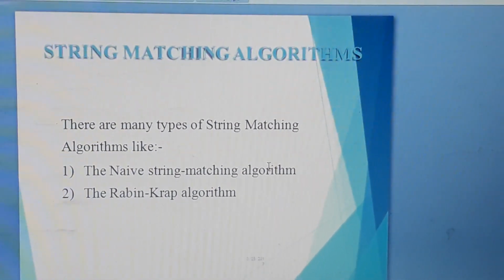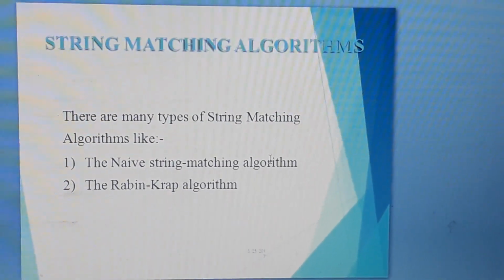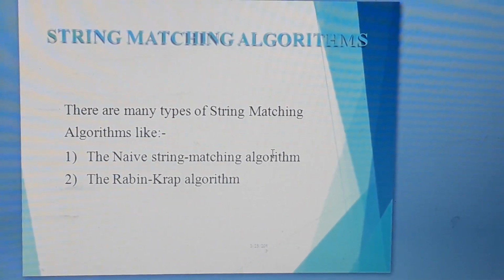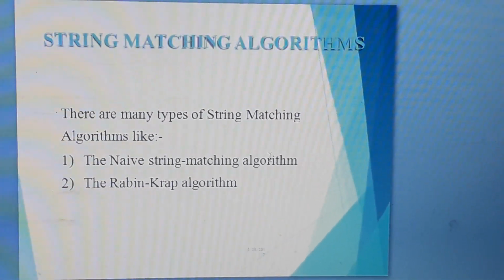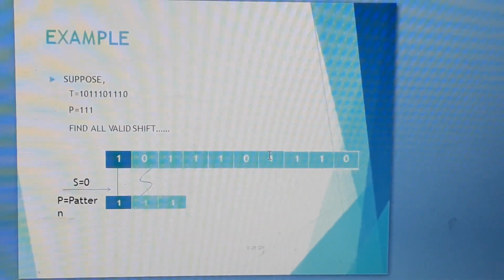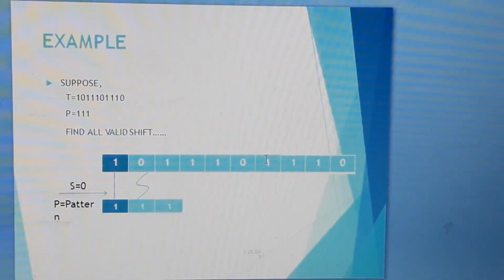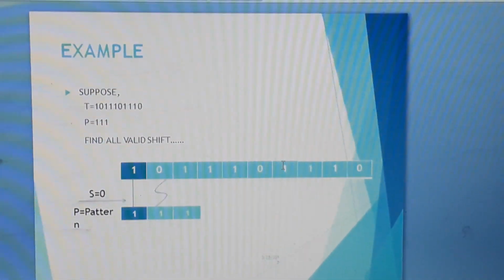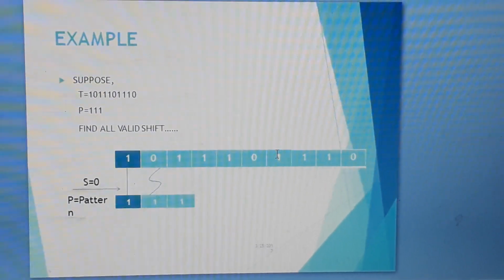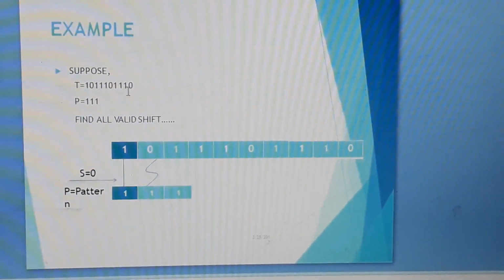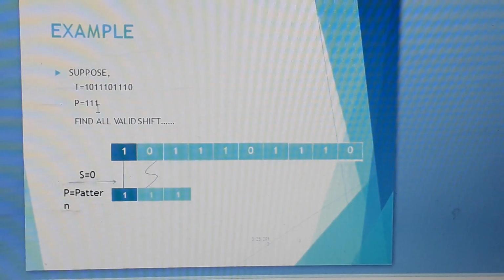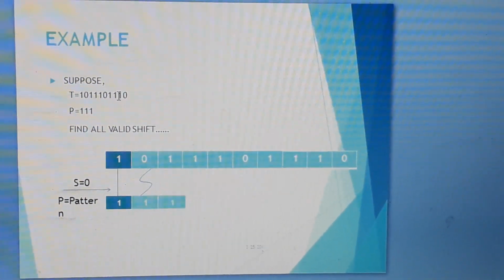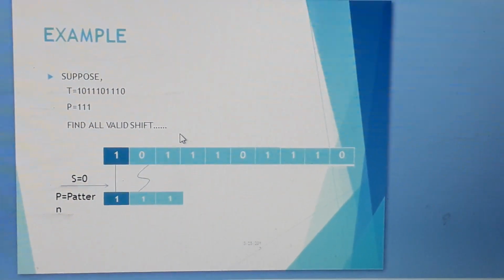So the various string matching algorithms are the Naive string matching algorithm and the Rabin-Karp algorithm. First one is the Naive string matching algorithm. For an example, suppose the given text is 1011110110, this is the text given and this is the pattern given, and we have to search this pattern in this text. So find all valid shifts.